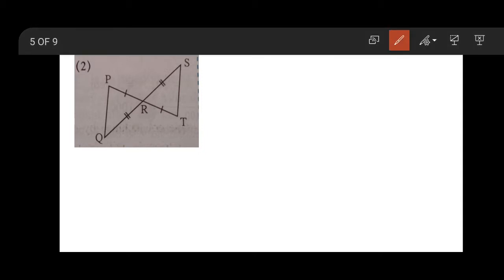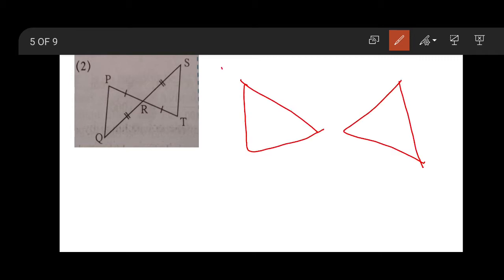The next figure is this. Here again two triangles are given, PQR and SRT. Angle R is the common angle. Okay, so one angle we got.